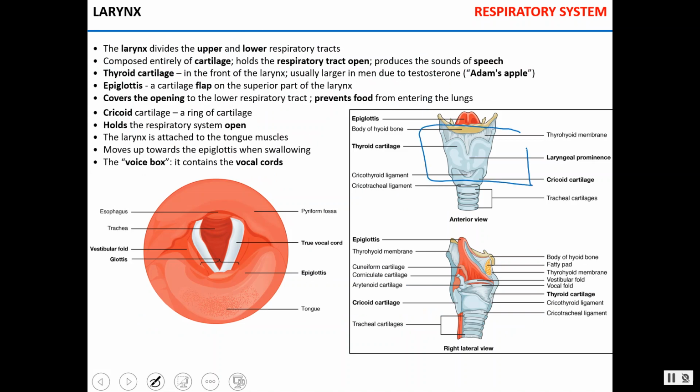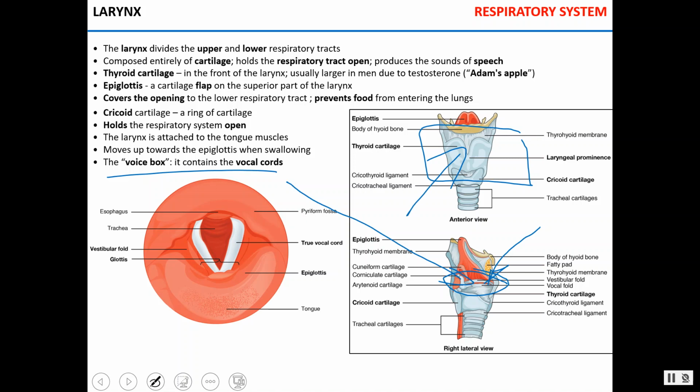The larynx, or voice box, divides the upper and the lower respiratory tract. It is entirely composed of cartilage. Its function is to keep the respiratory tract open. Also, the voice box, as you can guess, is responsible for speech production. You can see the vocal cords here. The cartilage that forms the larynx is mostly thyroid cartilage. It forms the Adam's apple in front of the larynx.